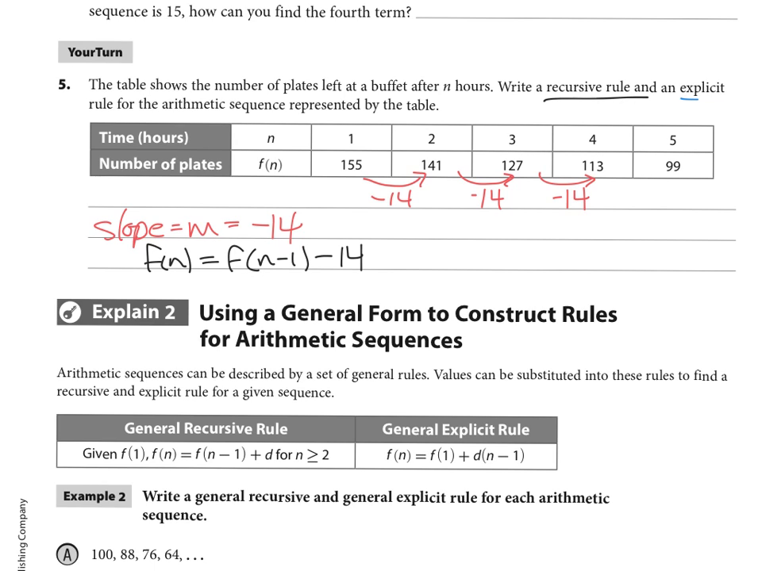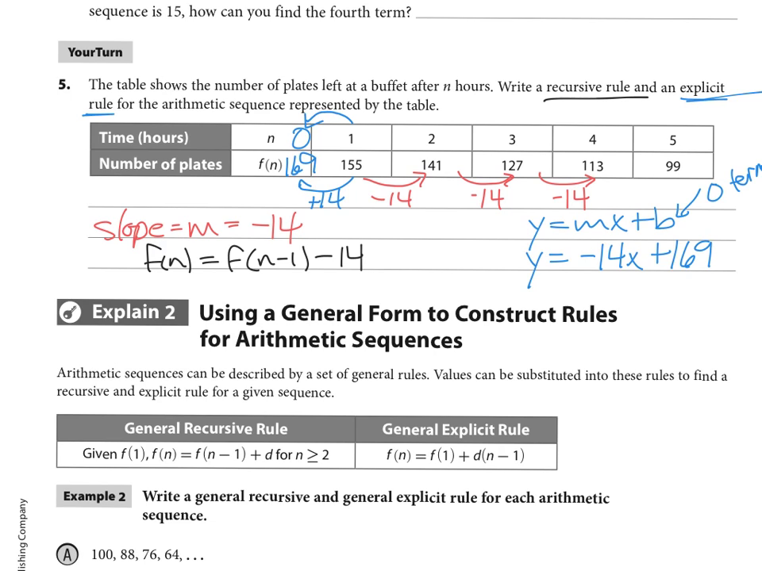Then it asked me to write an explicit rule. So now I'm going to use the notation y equals mx plus b. So I do y equals, what is my slope? Negative 14. So negative 14x. Okay, now I need the zero term. So what I do, I go back up to my table and I go backwards. You add. So I need to add 14, which would put me at 169. There you go, what Adam said, 169. So this is plus 169. To me, that's a whole lot easier than what the book's doing there.